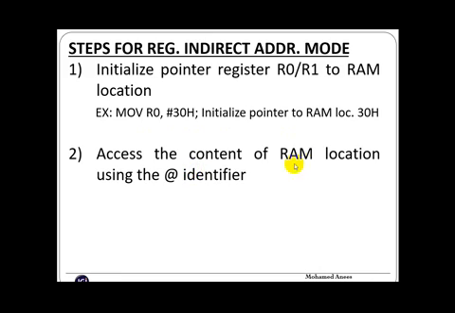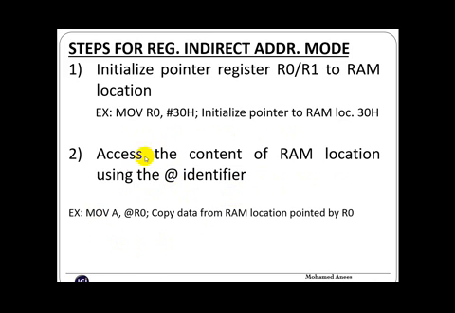Second is access the content of RAM location. Now once you have initialized, how do you access? We use this at symbol. For example, after this initialization, if I say MOV A, @R0, what does it do? It copies data from RAM location. In this case, what is the RAM location? It is 30H pointed by R0. So this is reading from the memory. Whatever address R0 contains, from that address the data is copied and it is stored into accumulator.